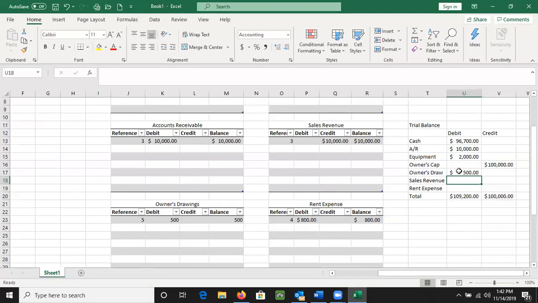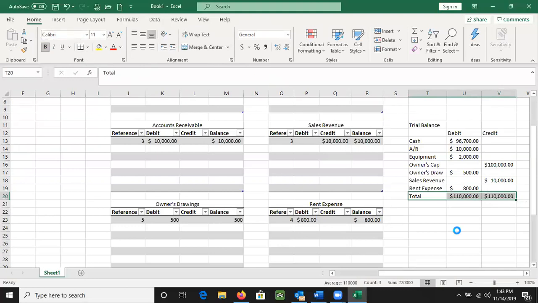Sales revenue, we credited it for $10,000 right here. So we're going to go over here, credit it for $10,000. Last, rent expense. Rent expense was debited for $800. Nothing else happened to it. So we're going to debit rent expense for $800. And voila. The total. Debits equal the credits.